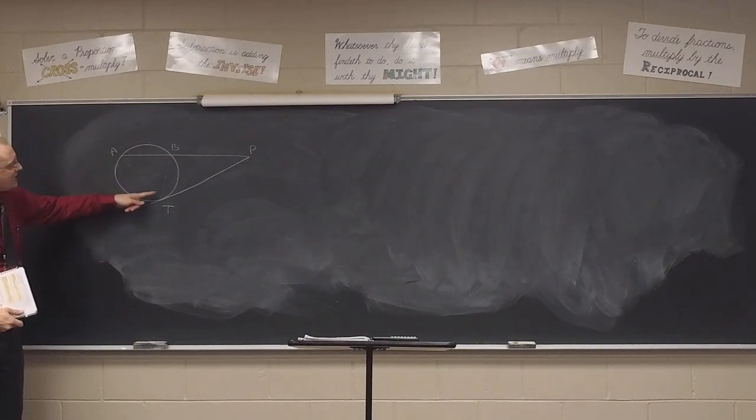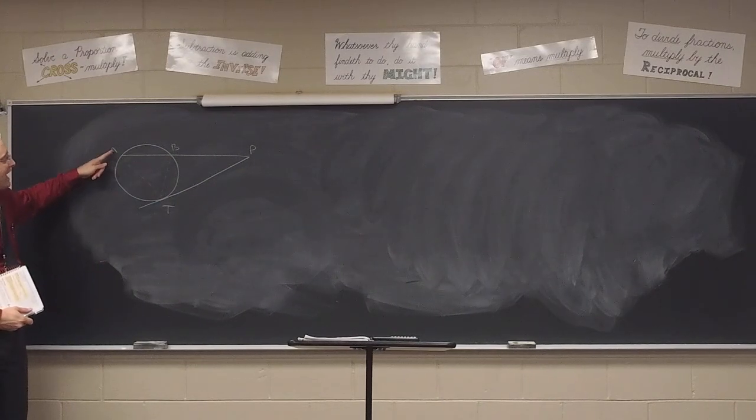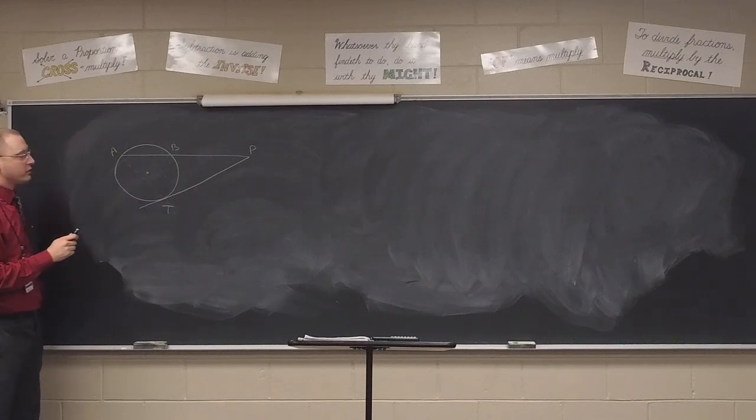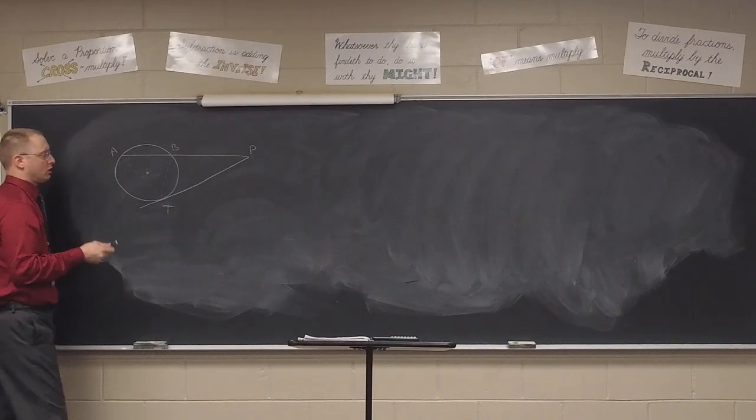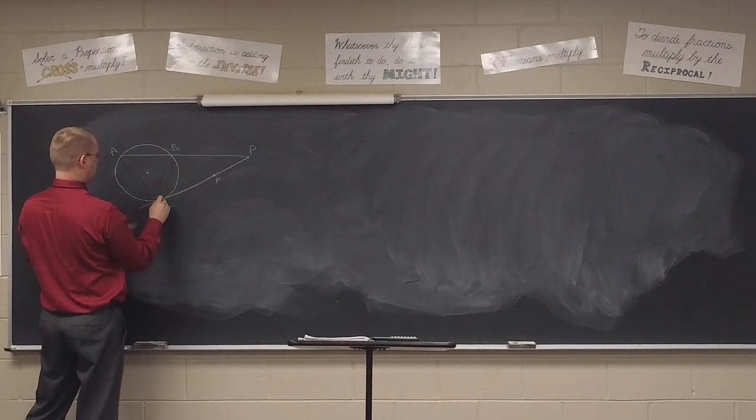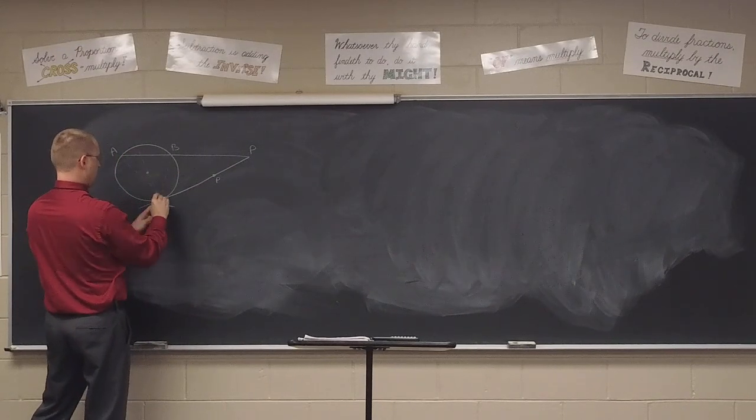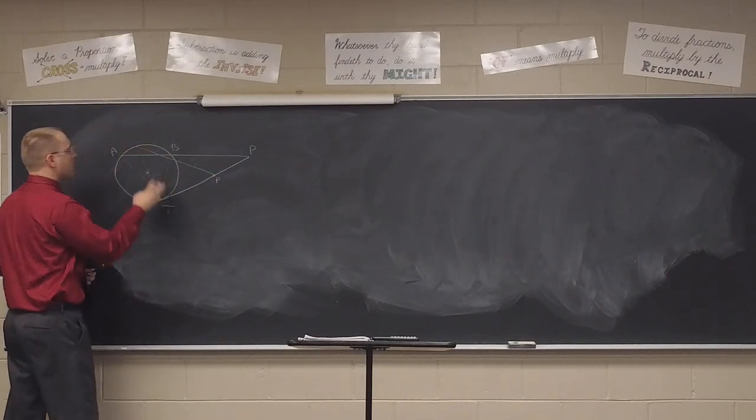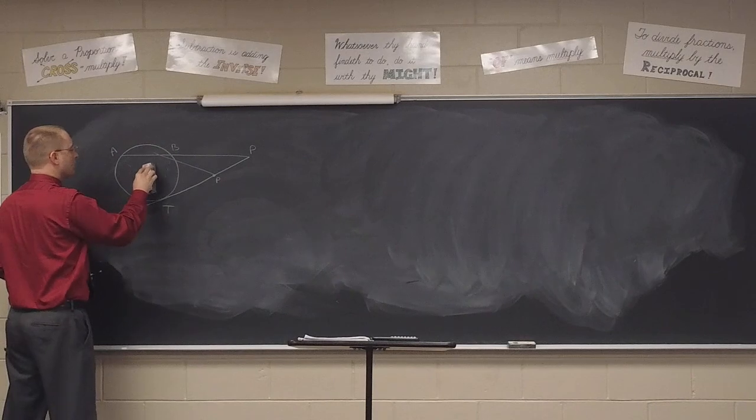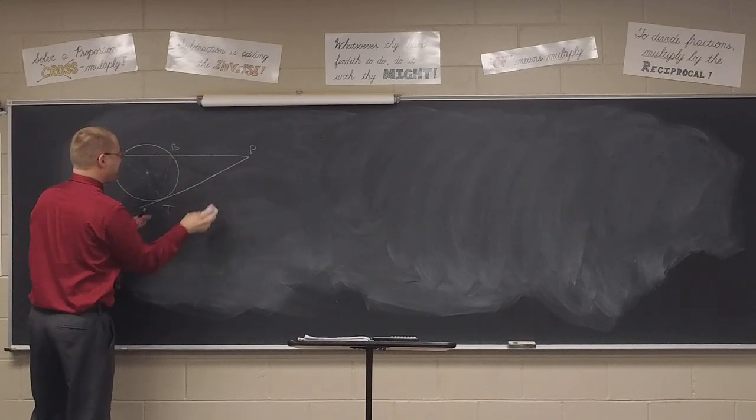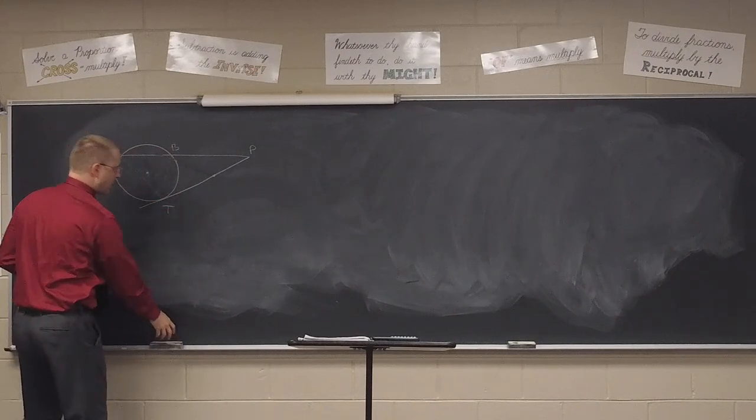Could this line here, AT, ever be a diameter? Possibly. Could that line ever go through the center of the circle? Yes, sure, why not? For instance, if P had been here, yeah, absolutely. Okay. Erasing some of the extra lines to get them out of the way here, could TB ever be a diameter?